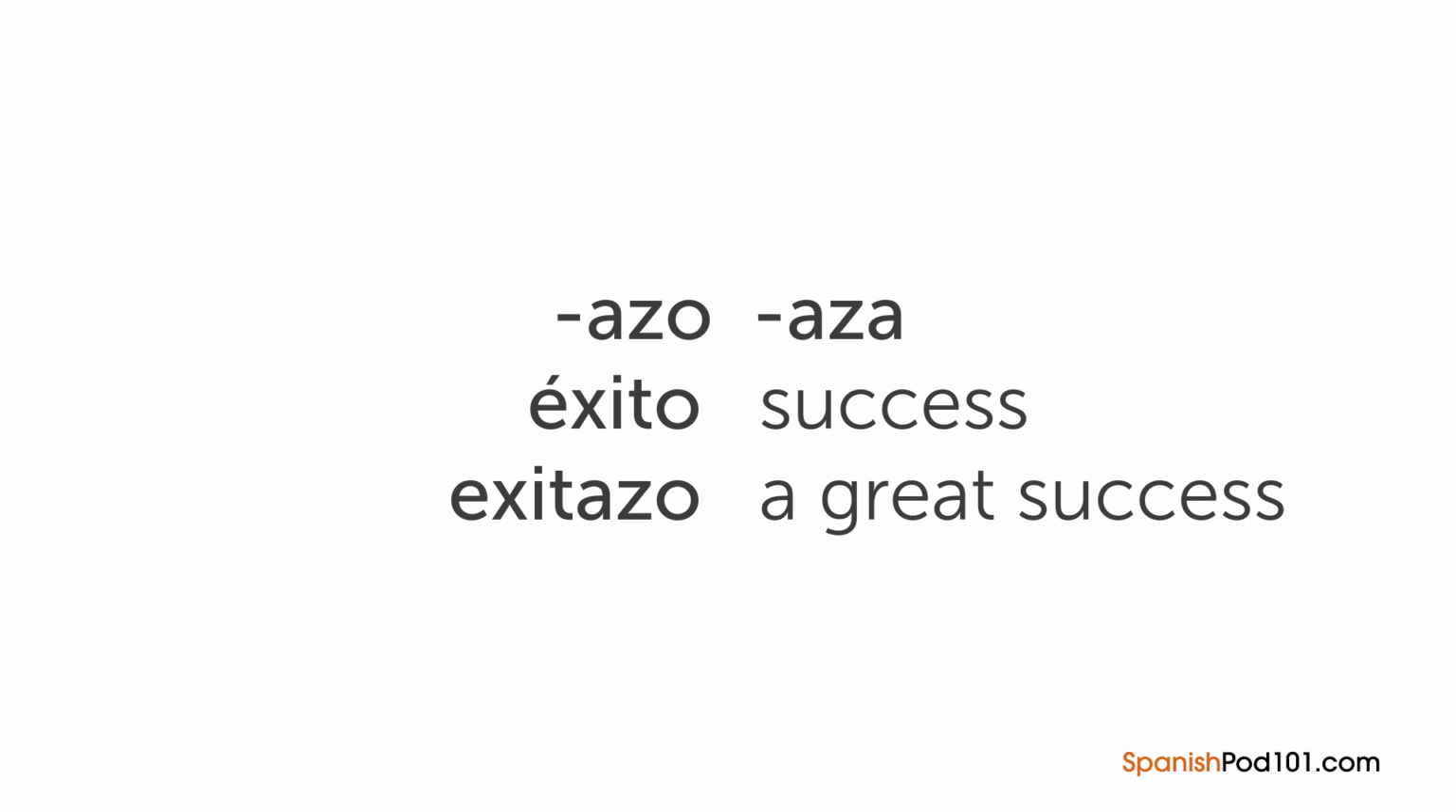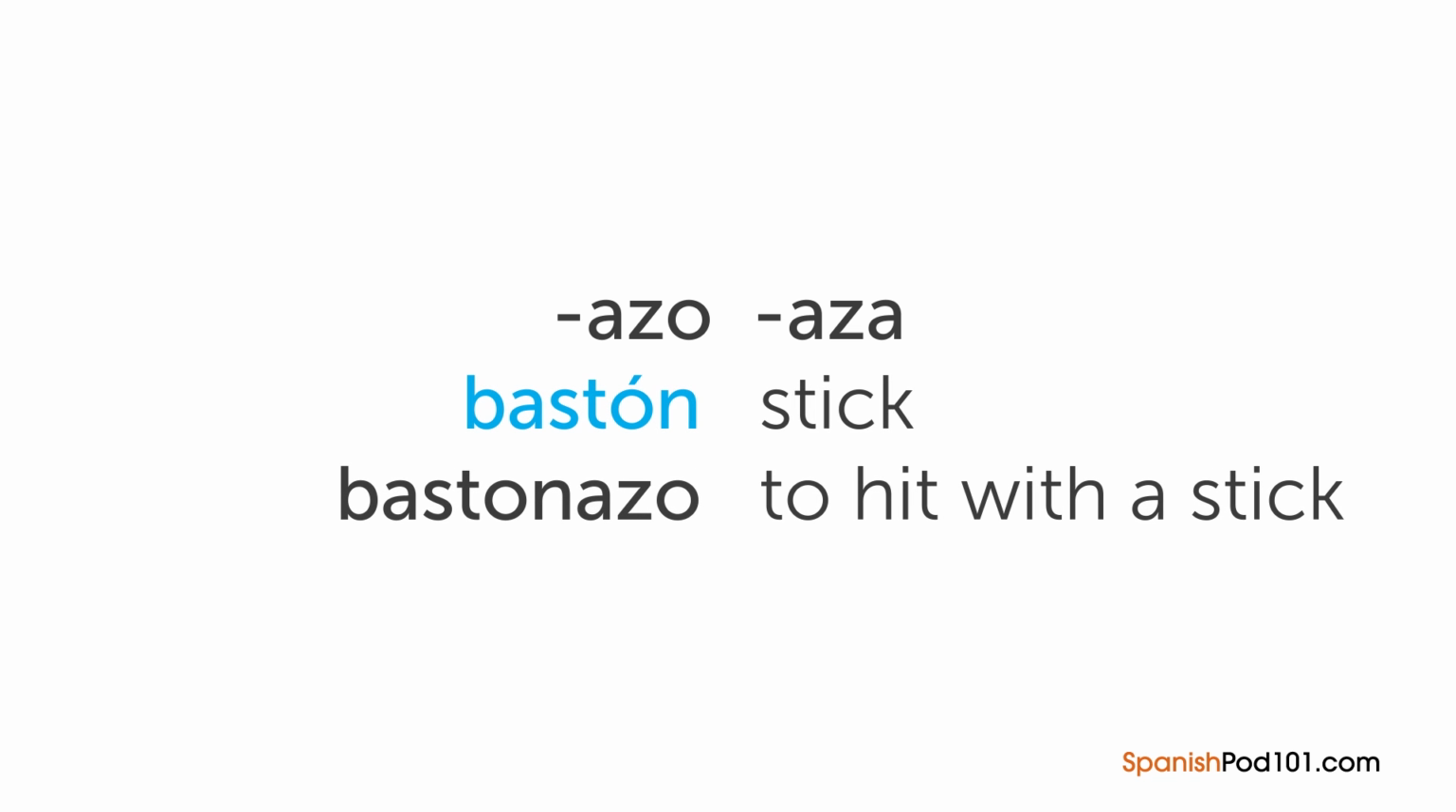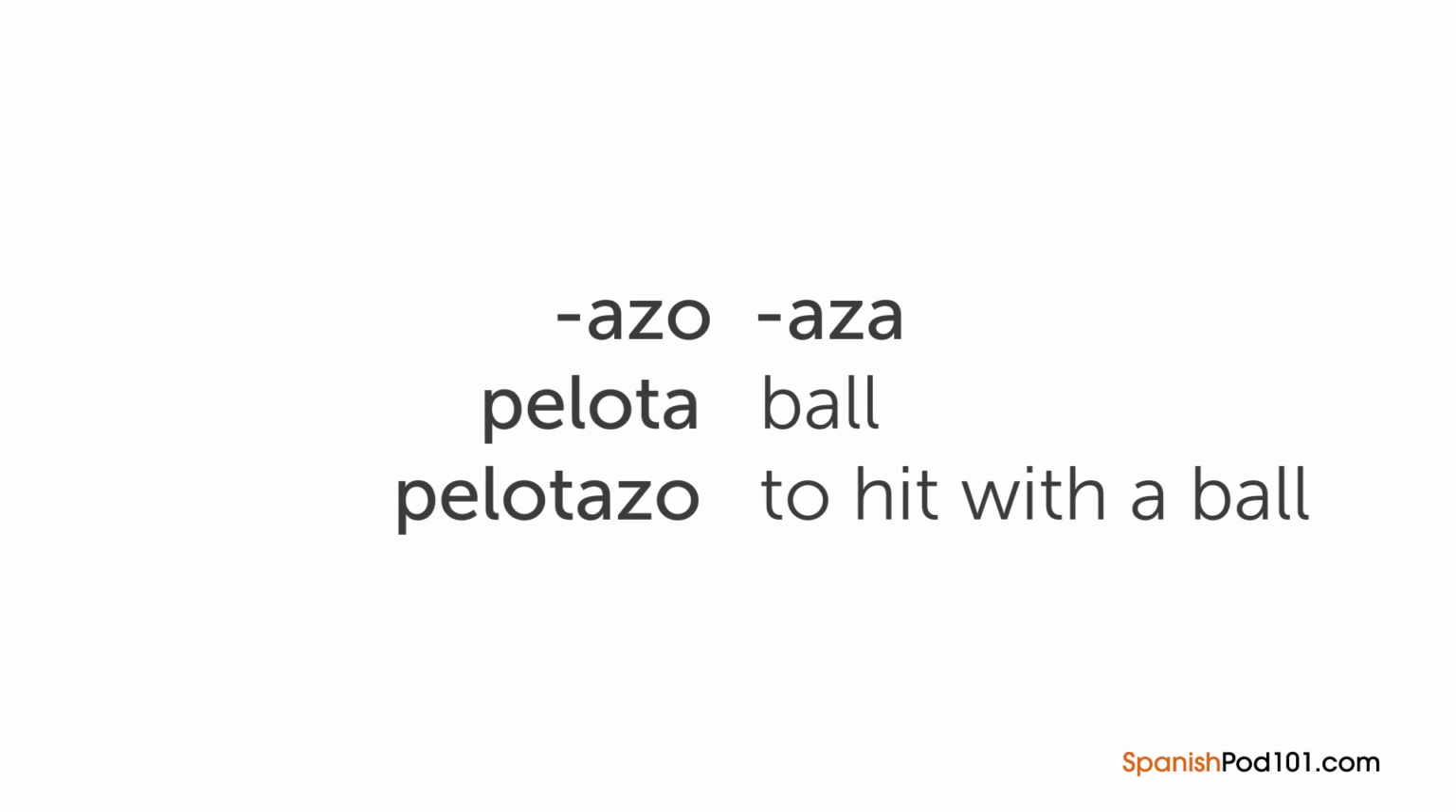Another commonly used suffix is azo or aza. From éxito, success, we get exitazo, to express that something was a great success or a big success. Sometimes, when the word is combined with a tool or utensil, it explains an action that was performed with that tool. For example, bastón, stick, becomes bastonazo and means to hit with a stick. The same happens with pelota, ball, becoming pelotazo, to hit with a ball.